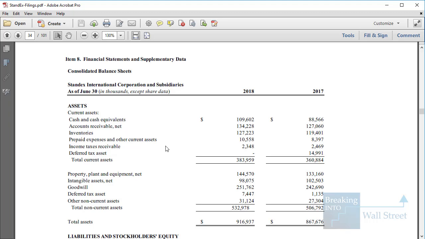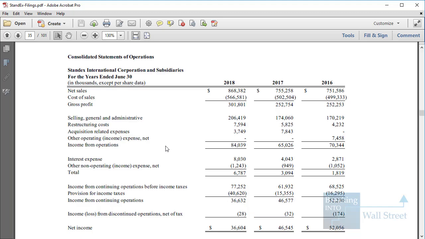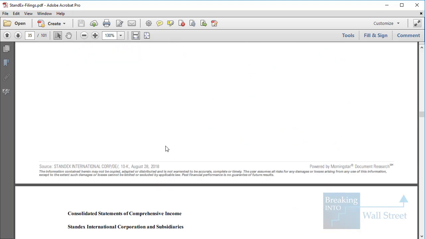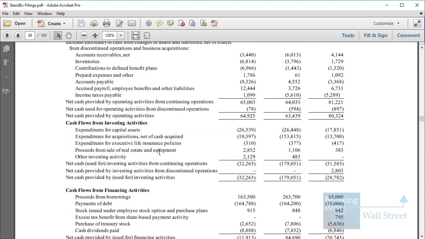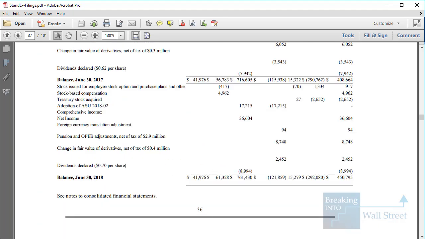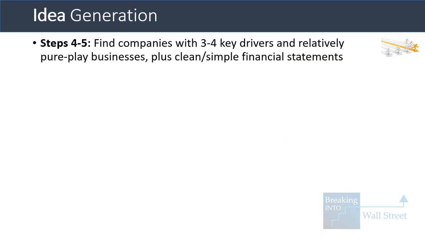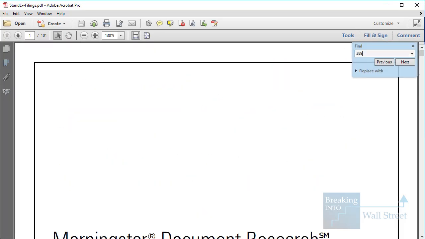And then finally, if we look at Standex, its balance sheet is similar, maybe a little bit more complicated. Its income statement also looks fairly straightforward. And then if we go down, its cash flow statement is also straightforward, although there are some more items here. Maybe it's a little bit more complex than the others. However, the real point here is that the financial statements are not that much different, but Standex appears to have more segments than the others, and that is going to make the research and valuation process take more time. To illustrate what I mean here, let's just go up and do a search for one of the numbers in that screenshot.